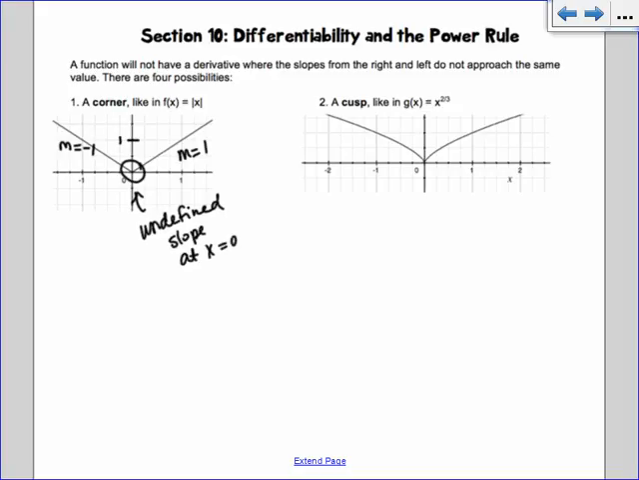The same is true for something like a cusp. You can tell on this cusp that the slope on the right side is positive and the slope on the left side is negative. So you would think the slope is going to approach 0, but it doesn't. It doesn't flatten out and become a slope of 0, like a horizontal tangent line. It's very, very pointy. So that's called a cusp. Right here, the slope is undefined.